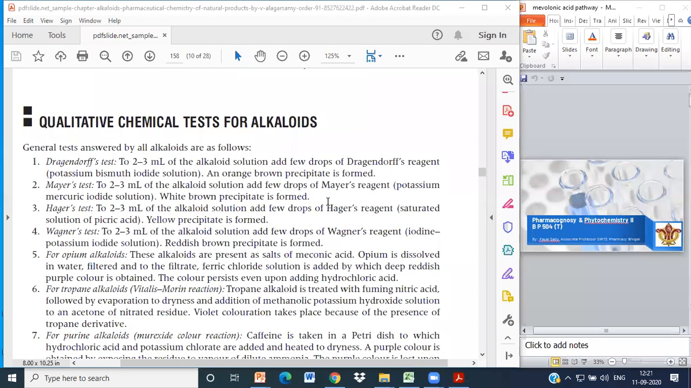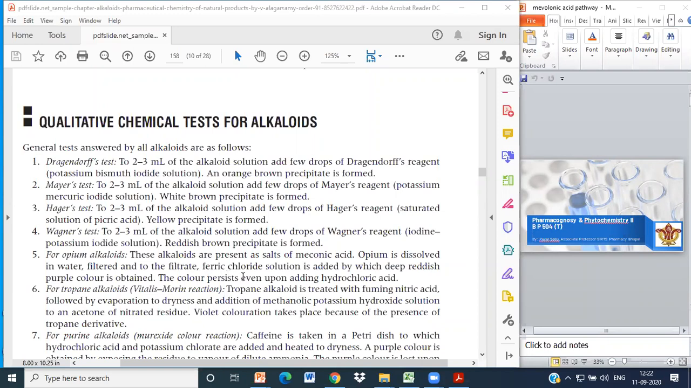Hager's test: 2 to 3 ml of alkaloid solution, add a few drops of Hager's solution, that is a saturated solution of picric acid, which is going to give you a yellow precipitate. Wagner's test: 2 to 3 ml of alkaloid solution, add a few drops of Wagner's reagent, and when you add this reagent, you are going to get a red-brown precipitate. Wagner's reagent is iodine potassium iodide solution.